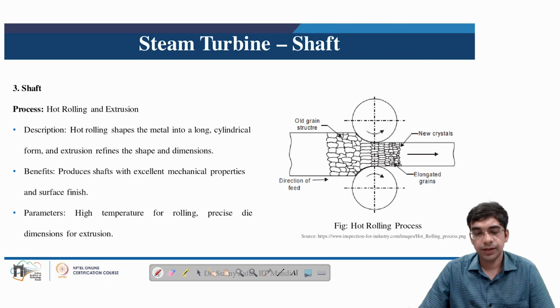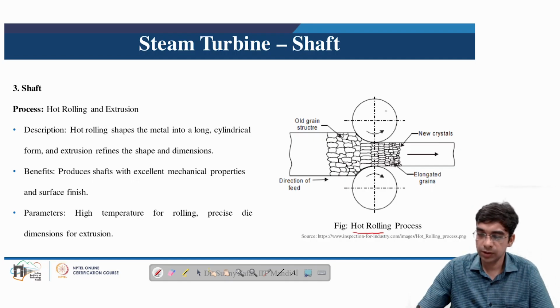The various benefits include production of shafts with excellent mechanical properties and surface finish, and parameters such as high temperature for rolling and precise die dimension, especially in case of extrusion, are very essential to get the right properties on the shaft. So here we can see a typical hot rolling process once the material passes through the two rolls.